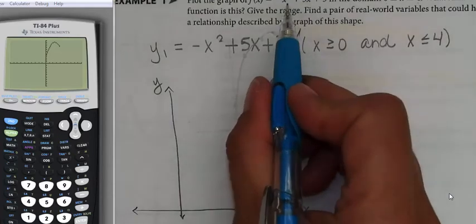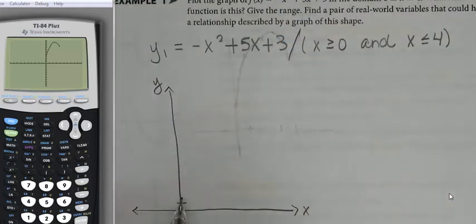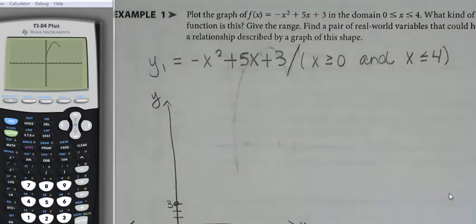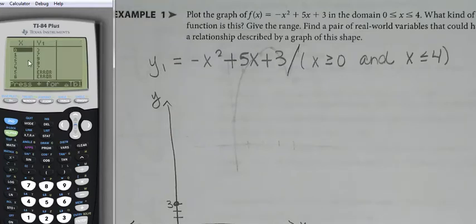So at 0, that's pretty easy to see. I'm going to be at 3. And I can plug in the rest of the values pretty easily, or I can go back and use my table, which I'm going to go ahead and use. I set my table so it starts at 0 and increases by 1.